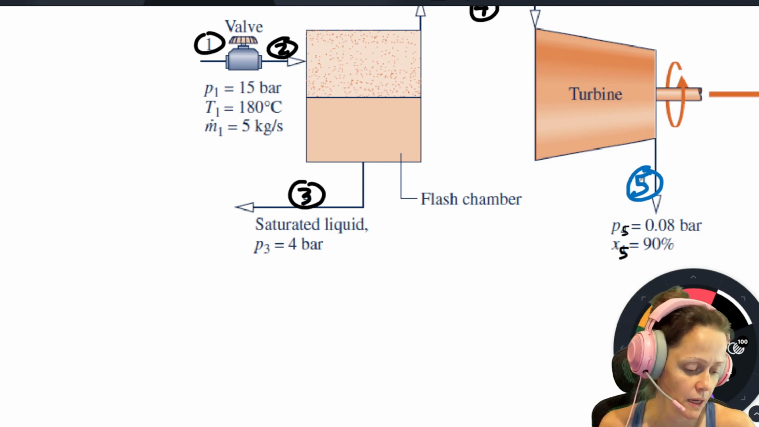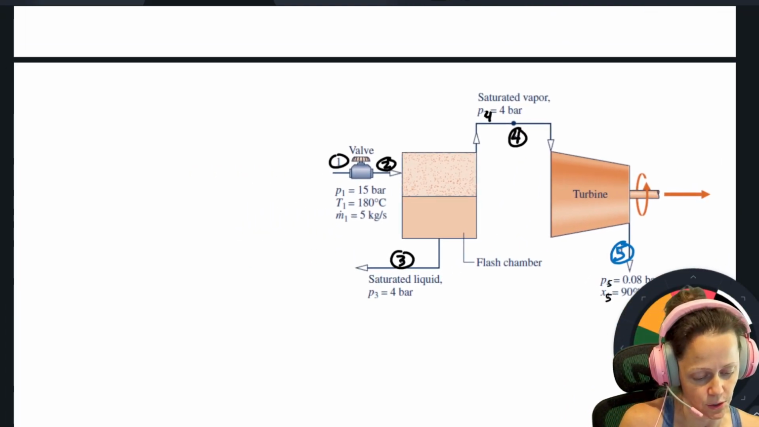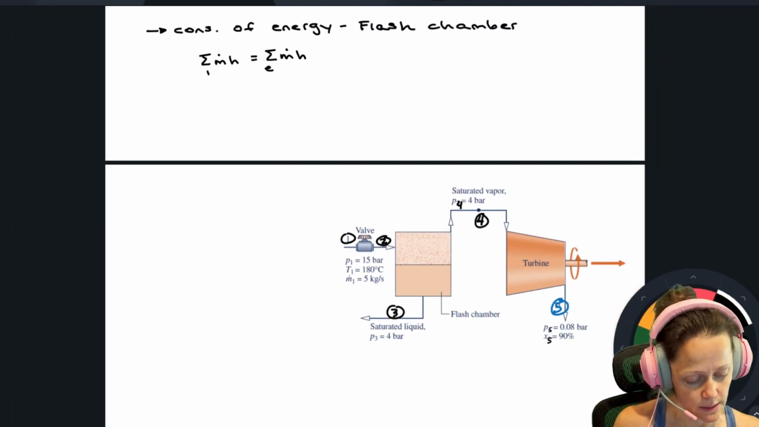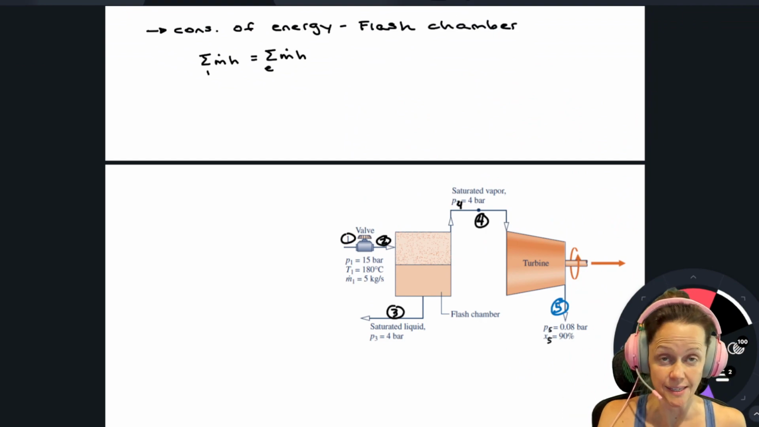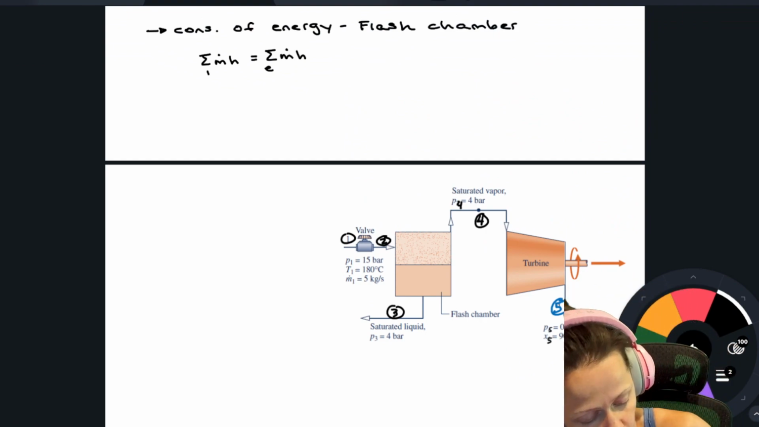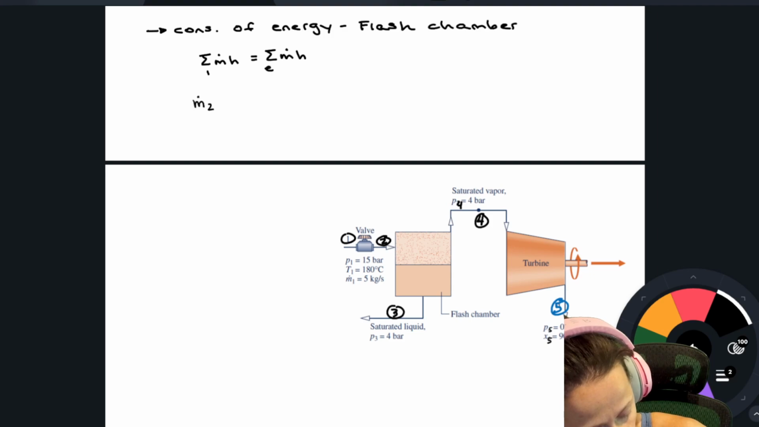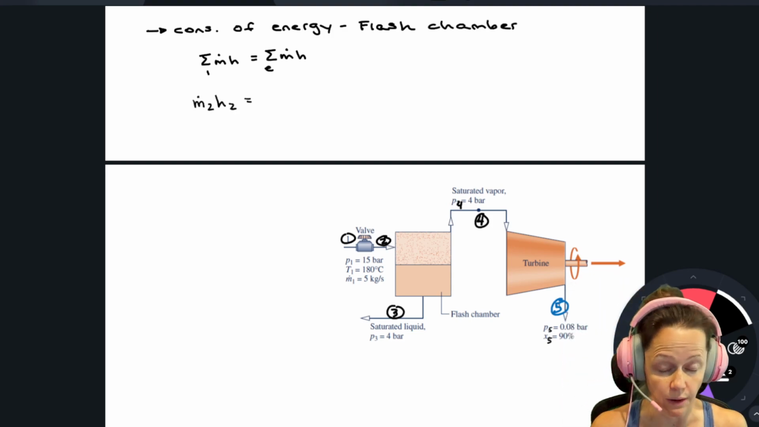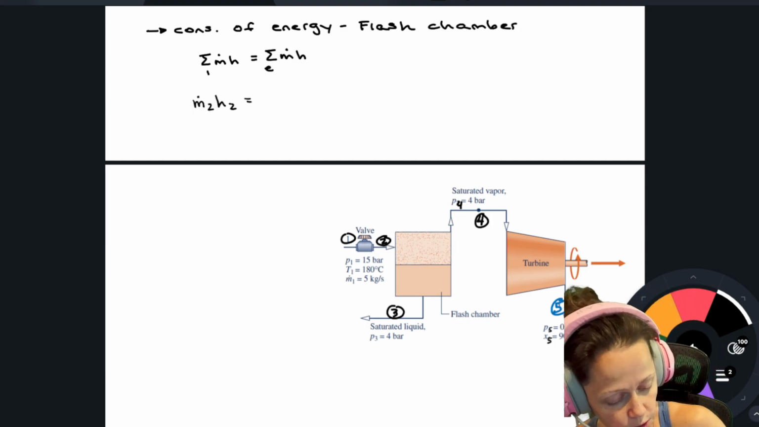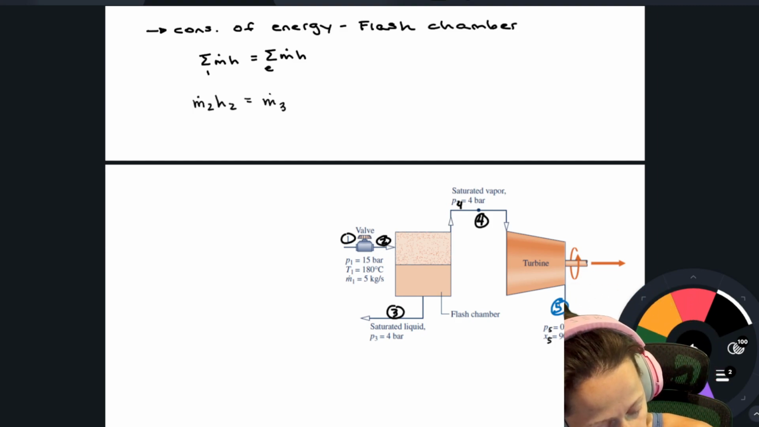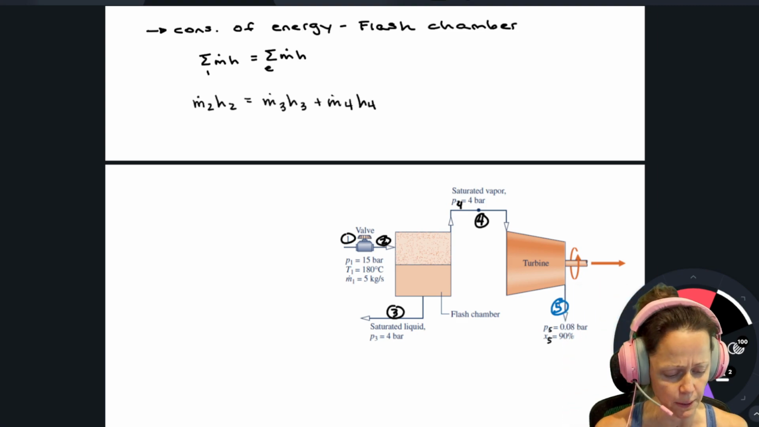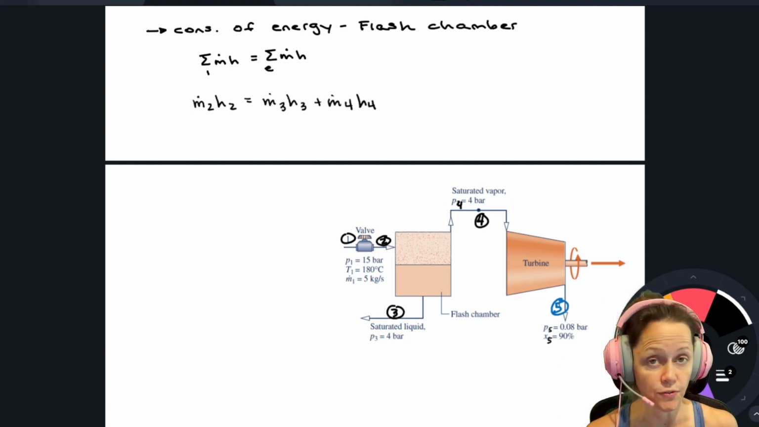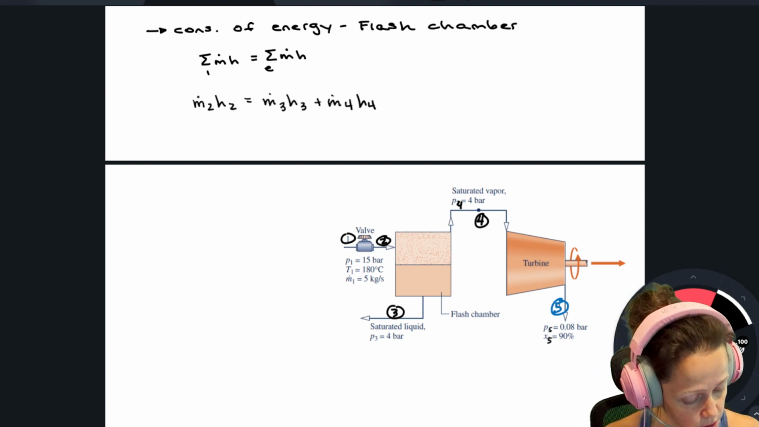Okay. So the sum of the m dot h's going in is m dot 2 h2. M dot 2 h2 equals the sum of the m dot h's going out. I've got things going out at 3 and 4, so I have m dot 3 h3 plus m dot 4 h4. All right. So I should be able to get those enthalpy values.